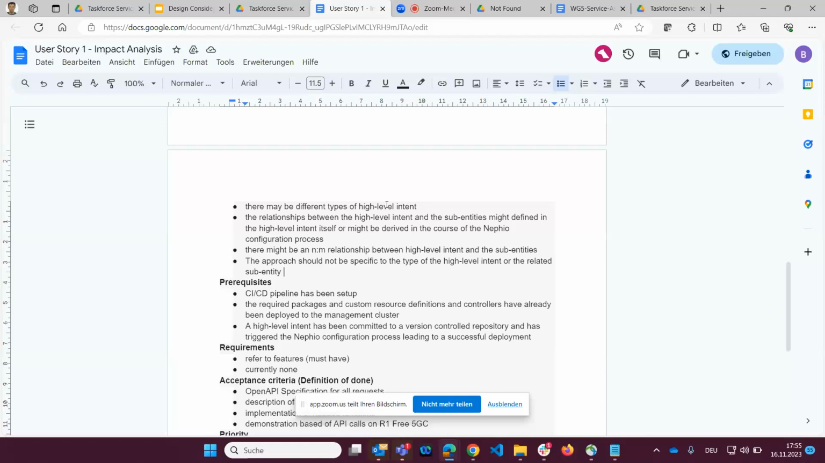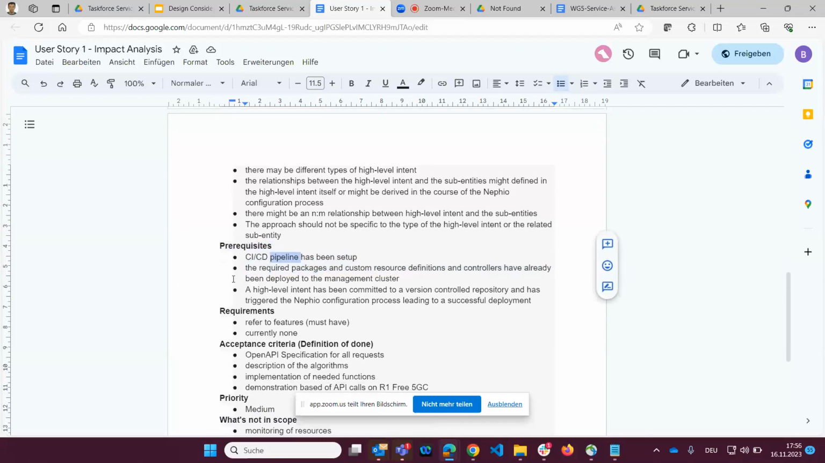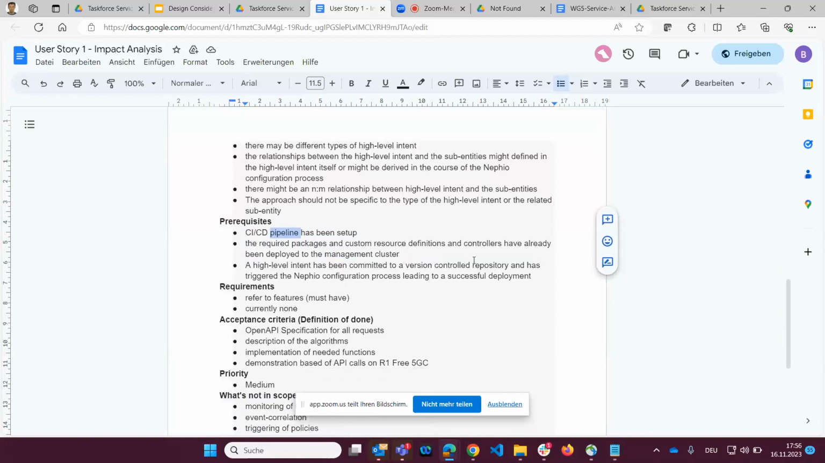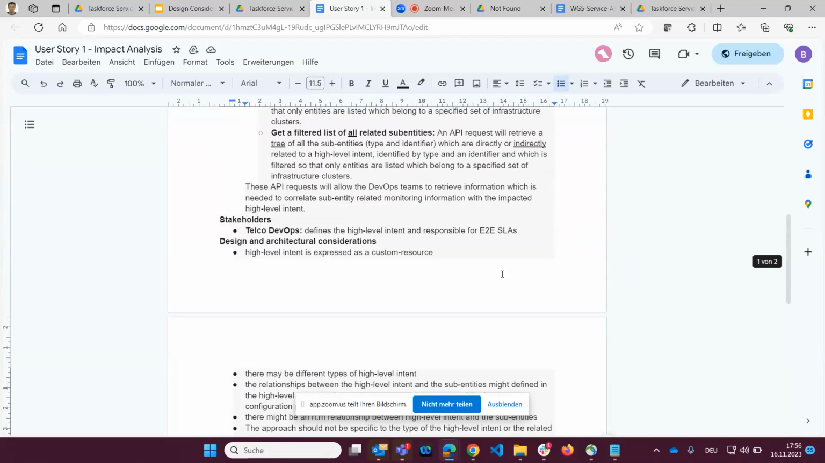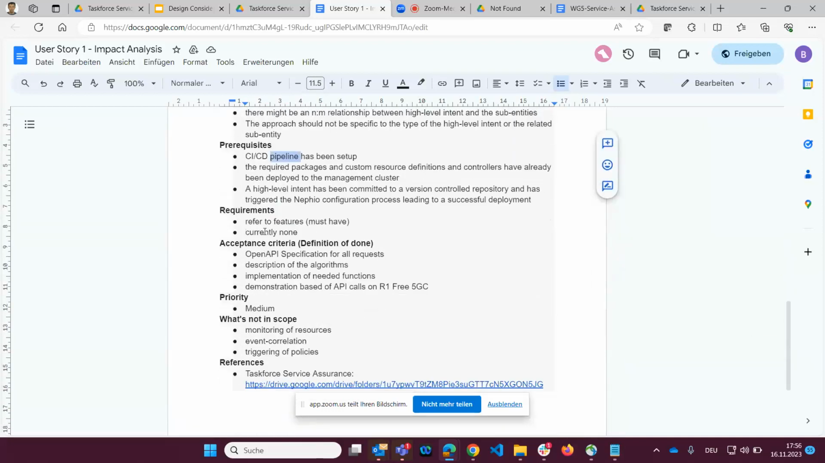Yeah, please go ahead, Bernard. Okay, so the prerequisites were requested here. The idea is that we've already got the CI/CD pipeline and Nephio up and running. The required packages, custom resource definitions and controller have already been deployed to the management cluster. Our high-level intent has been committed to a version-controlled repository, as mentioned before in the problem statement, and has triggered the Nephio configuration process, leading to a successful deployment. This is the prerequisite, and then these APIs should be available. Based on that, requirements refer to the features which I've written here.